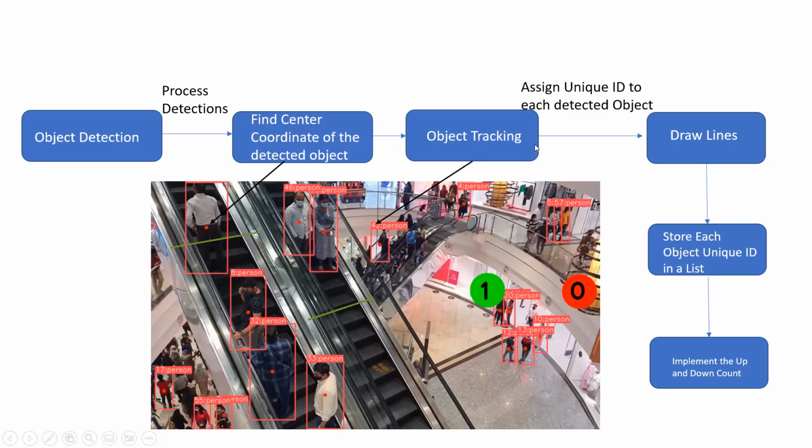Then after assigning a unique ID to each detected object, in the next step, we draw lines. Here you can see that we have created our first line, like you can see over here. This line is for the purpose that when the person crosses this line, we get the up count. And here we have the second line. When the person crosses this line, we have the down count. So how does all this happen?